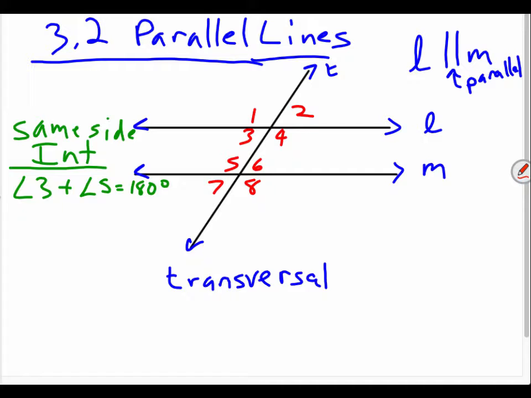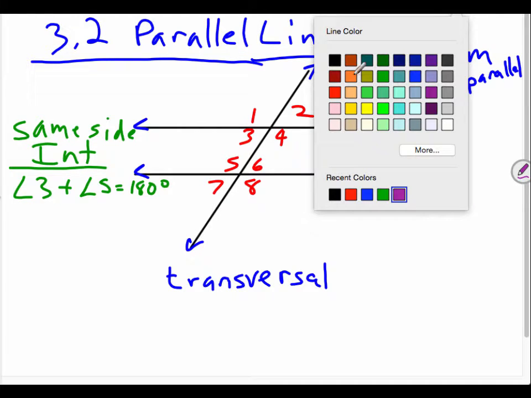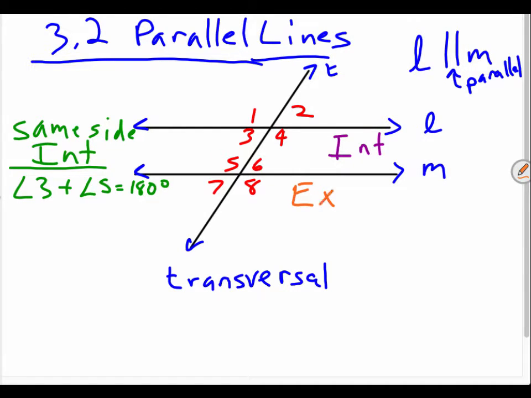Now you say, Mr. Adams, what do you mean by interior? Oh, I'm glad you asked. Interior are angles that are inside the parallel lines. All right? I'm going to use another term in a second here. Exterior. Exterior are angles that are outside of the parallel lines. Okay? So, same side, as you can see, angle 3 and angle 5 are on the same side of the transversal. Okay? Same side of the transversal.